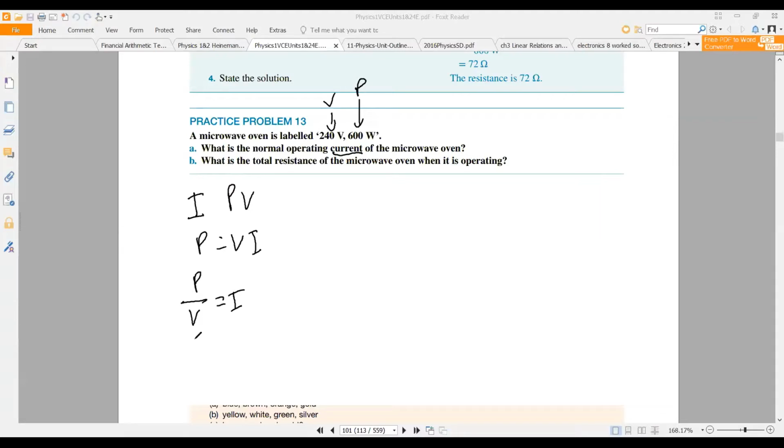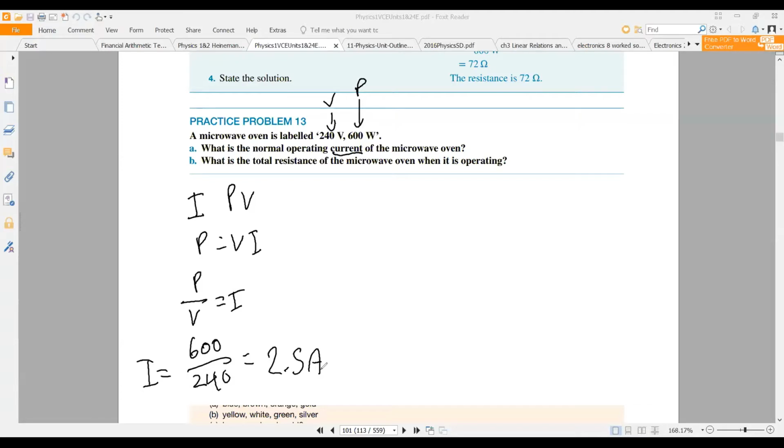What's my power? My power is 600 watts. What's my voltage? My voltage is 240. So that's going to give me my current: 600 divided by 240. That gives me 2.5 amps. Okay, that's 2.5 amps.